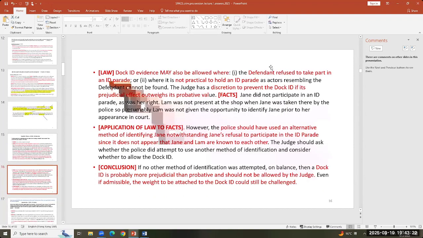But it may be allowed where she's refused to take part in an ID parade, or it's not practical to hold one. But of course, the judge can still prevent it if the prejudicial effect outweighs its probative value. She didn't have to participate, remember? And it seems like there has been no other form of identification attempted by the police. So when we apply the law, really, they should have used an alternative method to try to identify her rather than just trying to do a doc ID. If no other method of identification was attempted, then on balance, the doc ID is probably more prejudicial than probative and should not be allowed. But if it is allowed, then the weight to be attached to it could still be challenged. Okay? Everyone following so far?